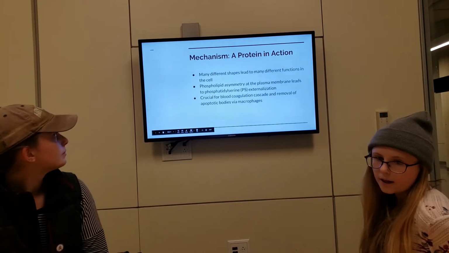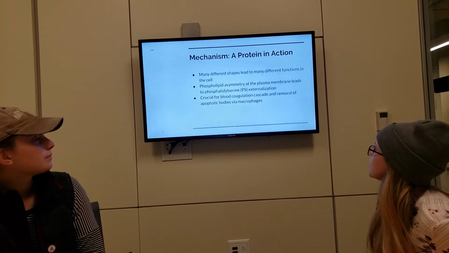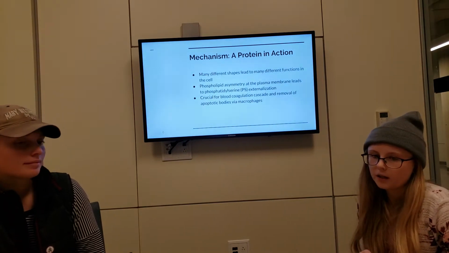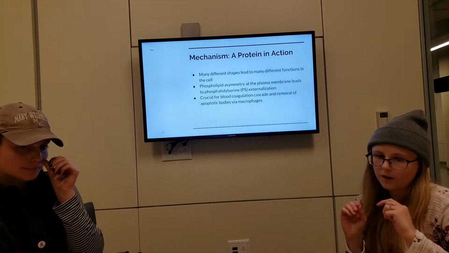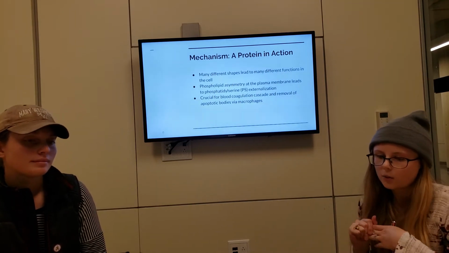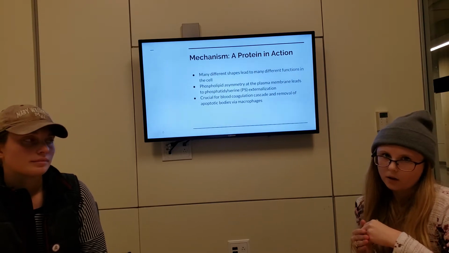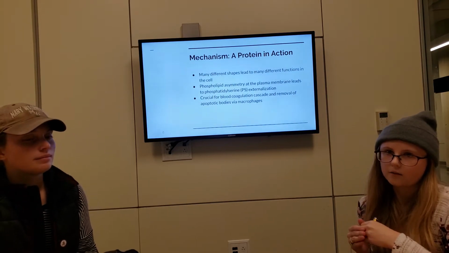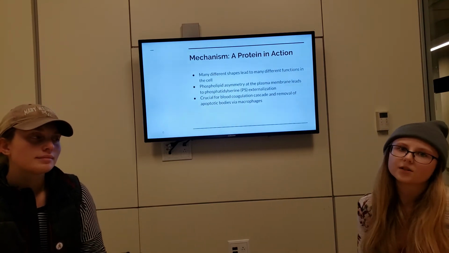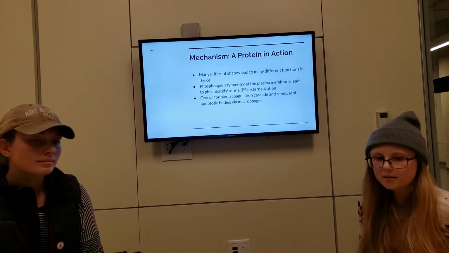And then there are many different shapes, which again lead to many different functions. The phospholipid asymmetry in the plasma membrane leads to phosphatidylserine externalization. Phosphatidylserine is a type of glycerophospholipid, and it acts as a signaling molecule when it is externalized outside of the bilayer. And this is crucial for a lot of different pathways, such as apoptotic pathways and blood coagulation cascades.